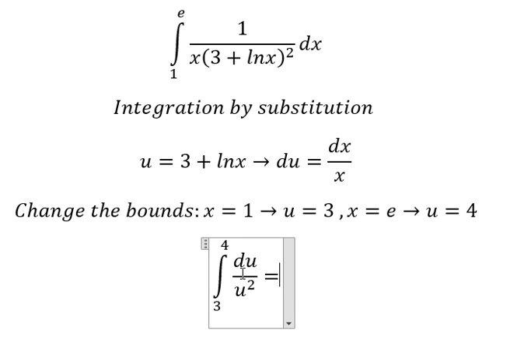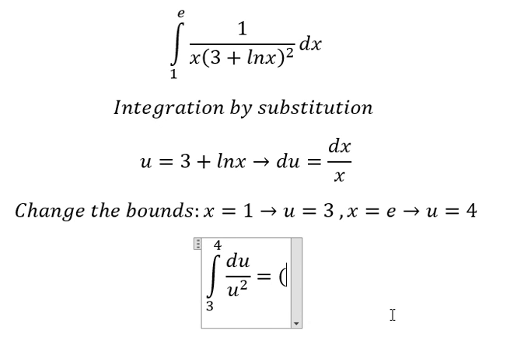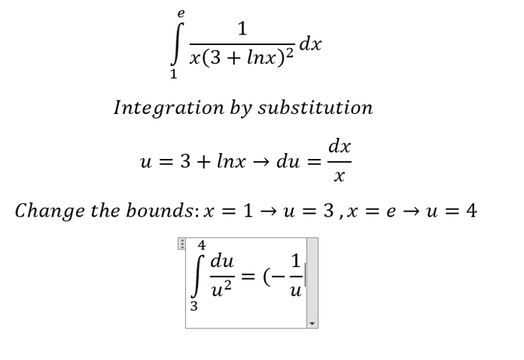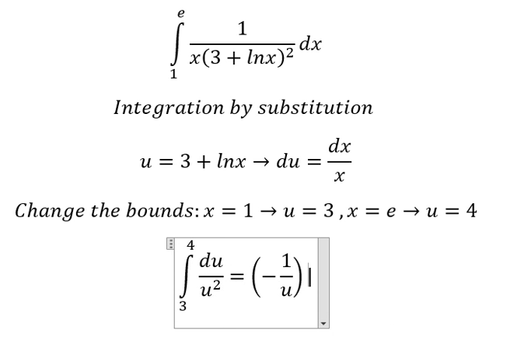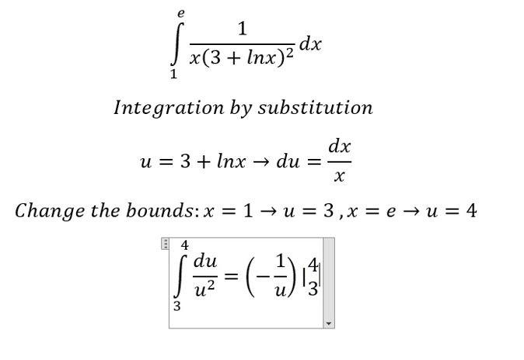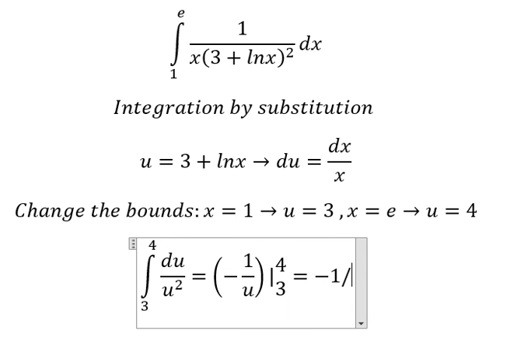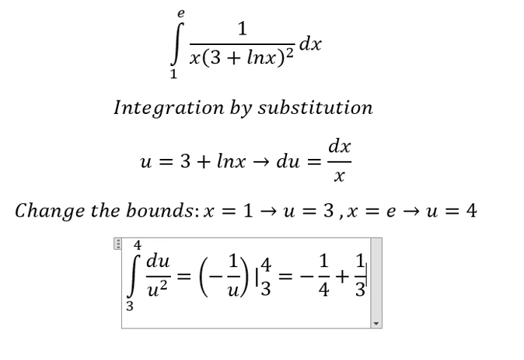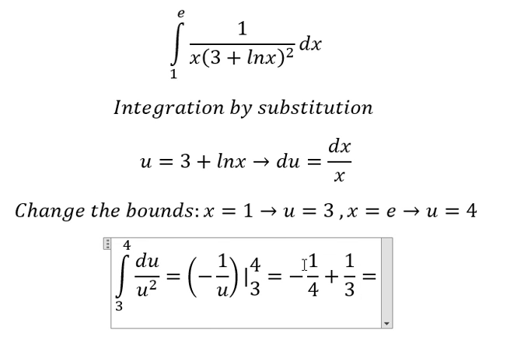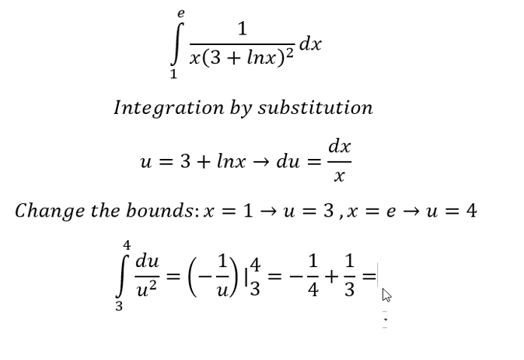The integration of this one gives us negative 1 over u, and I will put the bounds from 3 to 4. And we have negative 1 over 4 plus 1 over 3, and this one gives us 1 over 12.